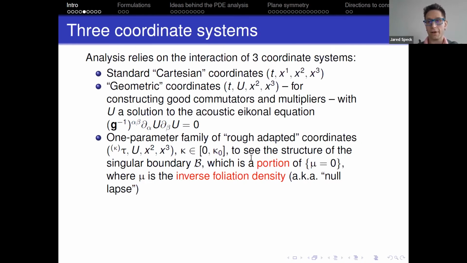Now, one good thing about working in this field is that you sort of know what you want the singular boundary to be. And it ends up being a portion of a level set of a function called mu that looks rather smooth in the geometric coordinates. In the shock literature, this is called the inverse foliation density. So mu equals 0 means the characteristic density has gone to infinity and the characteristics have piled up. In the relativity literature, you see this mu called the null lapse sometimes. And the word portion here is important.